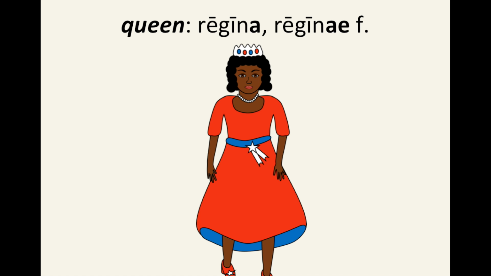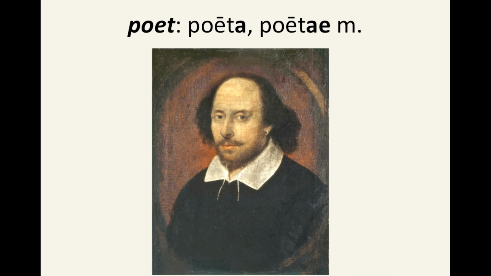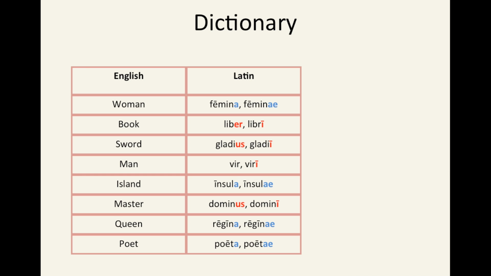Insula, island. Regina, queen. Notice that even though the G is followed by an I, it's still hard. All C's and G's in Latin are hard regardless of whether they precede an I or an E. Dominus, master. Poeta, poet. So let's add the new entries.